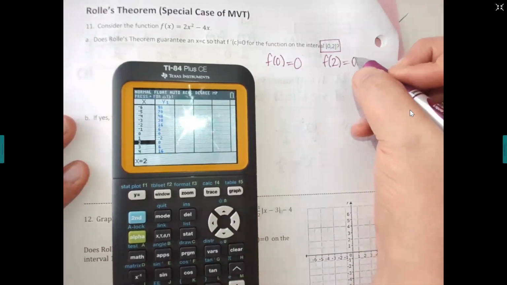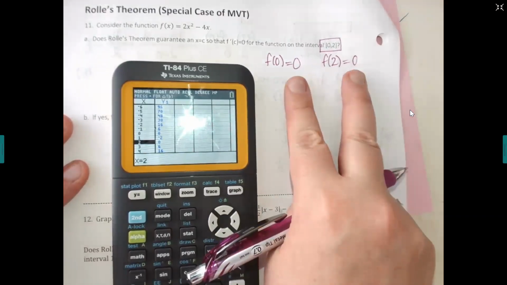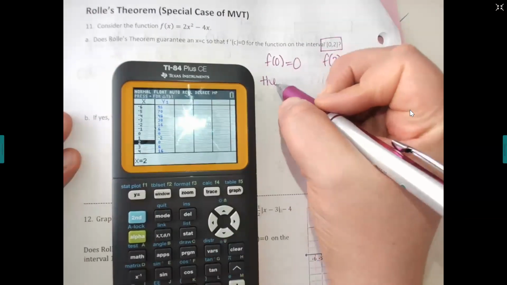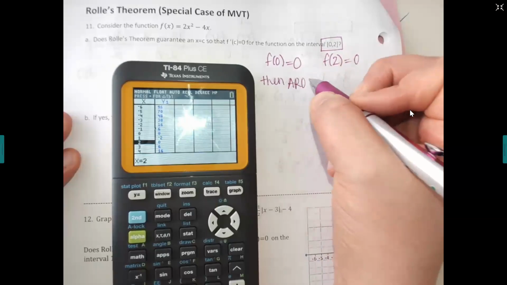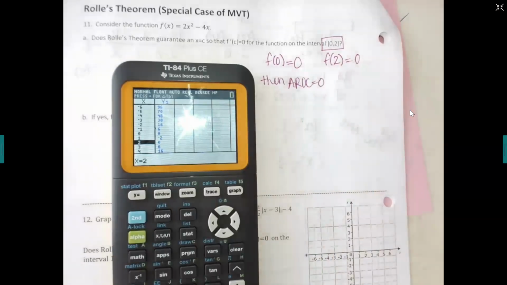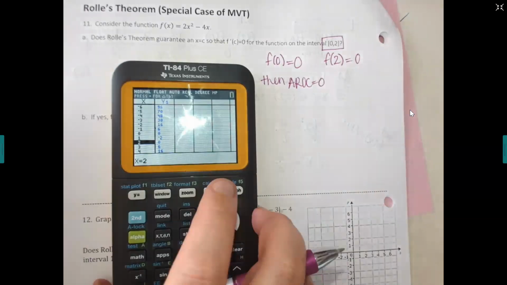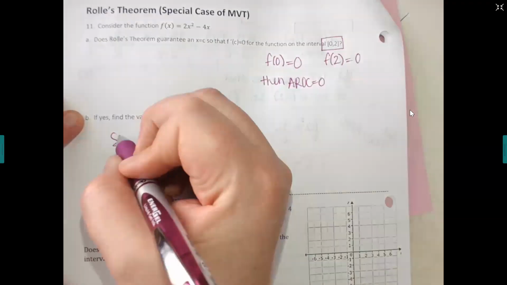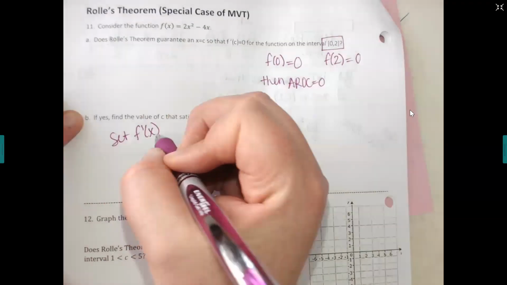Also 0. Because those match each other, I automatically know that my average rate of change is also going to be 0. Now, it doesn't matter that they're 0. It just matters that they match. They could both be 6, both be 10. So then in the next step, it says find the value of c. I'm going to take the derivative and set it equal to 0.